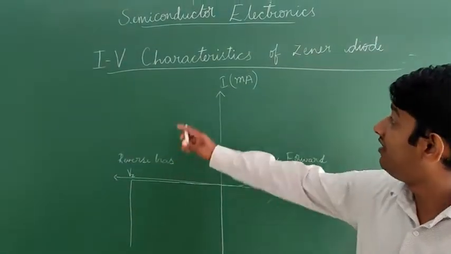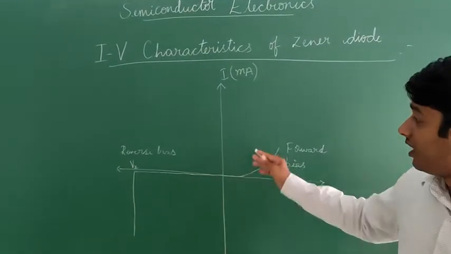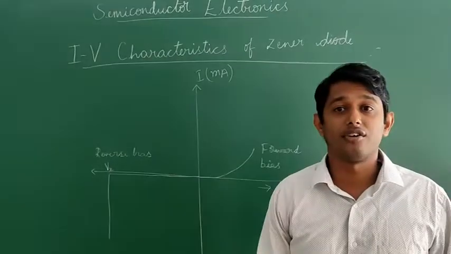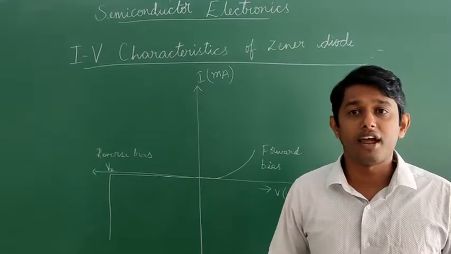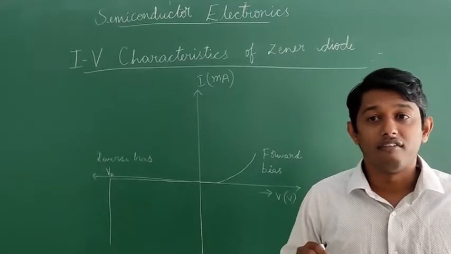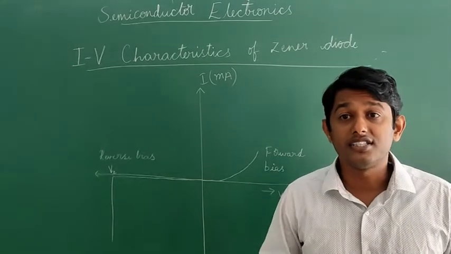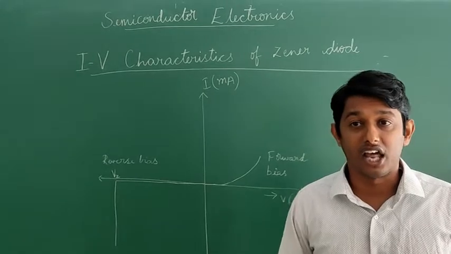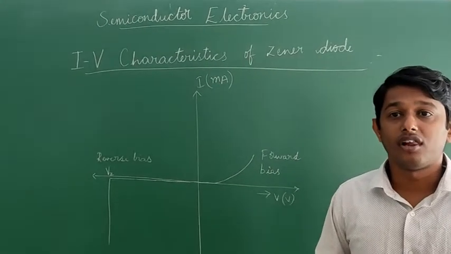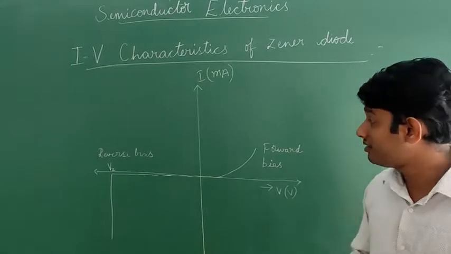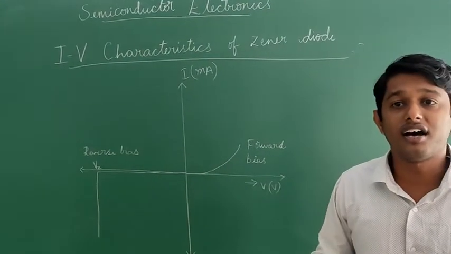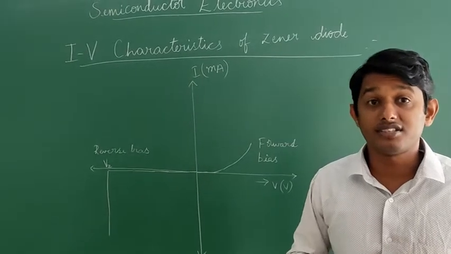The next topic is IV characteristics of Zener diode. I have written a graphical representation here. This is the graph of the IV characteristics of Zener diode. When the applied reverse bias voltage V reaches the breakdown voltage Vz of the Zener diode, there is a large change in current.